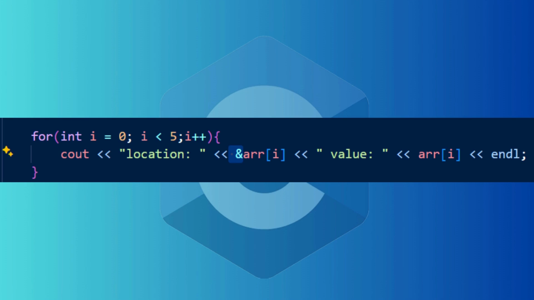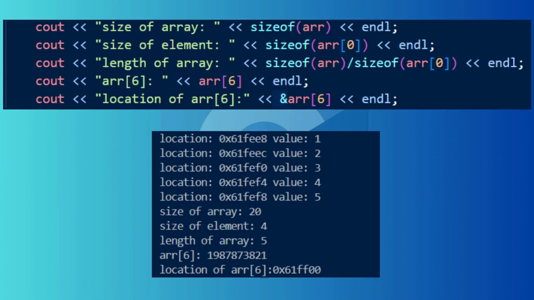Here you can see I'm printing the location of the array. The ampersand sign here will print the location, and the value will print the value. Now endl gives us a new line. Okay, now after that, I also use some other function like the size of array.